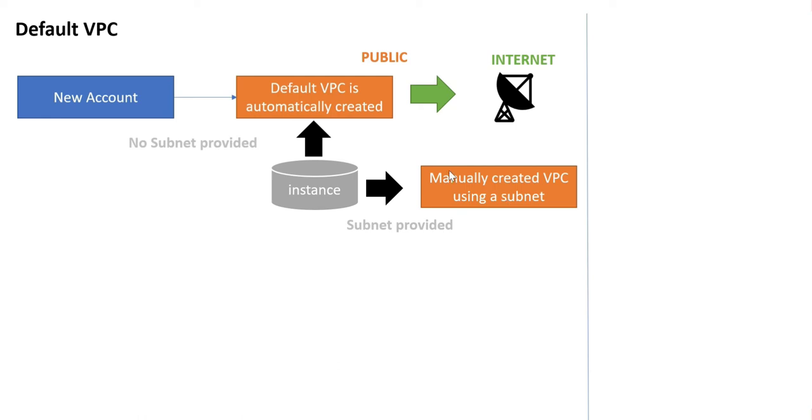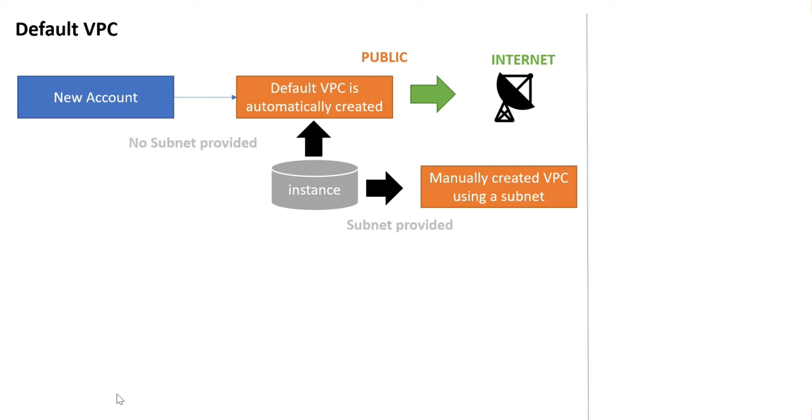So the key here was whenever you create a new account, a default VPC is created. It has public access to the internet. If you don't provide a subnet, then the instance is created in the default VPC, else it is created in your manually created VPC where you are using a subnet.